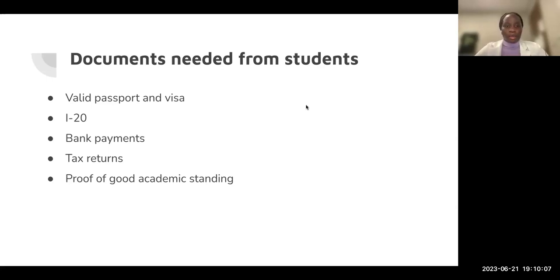You need a good credit score, although your credit score does not really matter much. That is really on the cosigner. Bank statements to say, this is how much I have in my bank account, this is how much I will be using to pay for school, and I will use this loan to pay for the rest. You can also support it with tax returns, like your pay stubs. And if you're a returning student, you need proof of good standing.